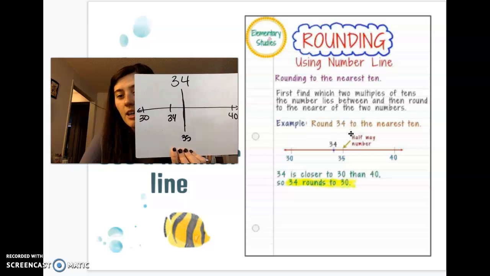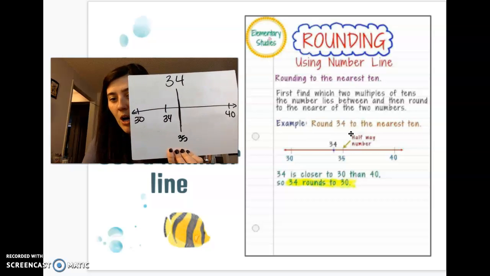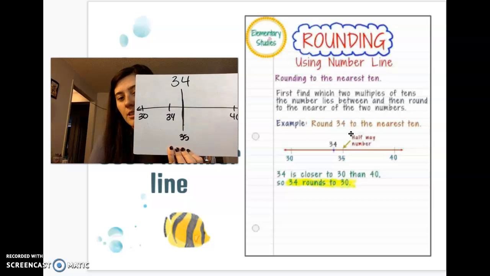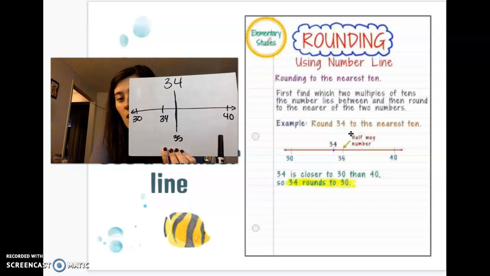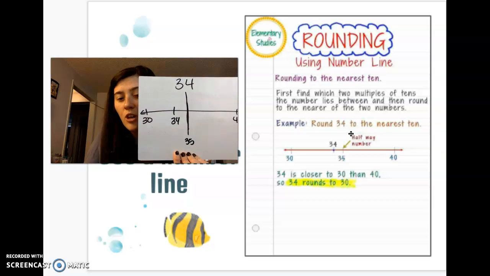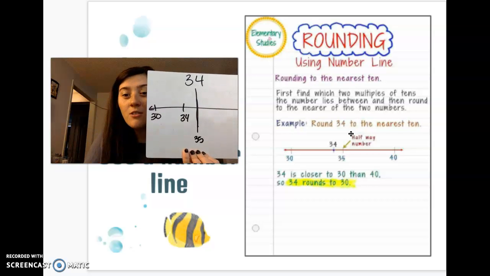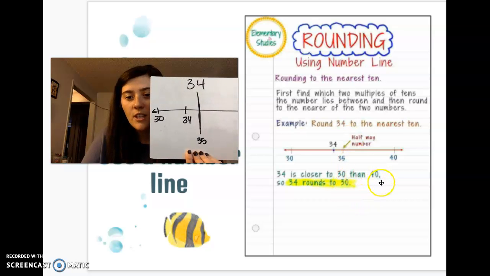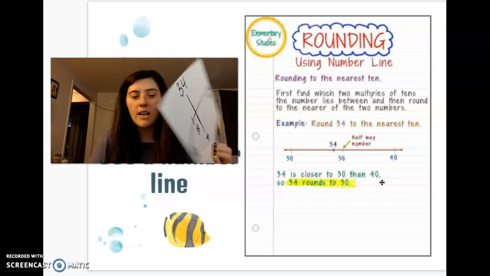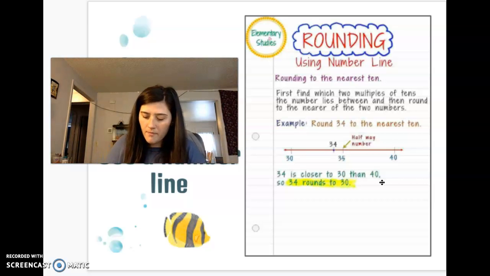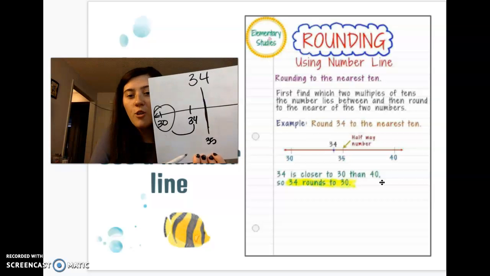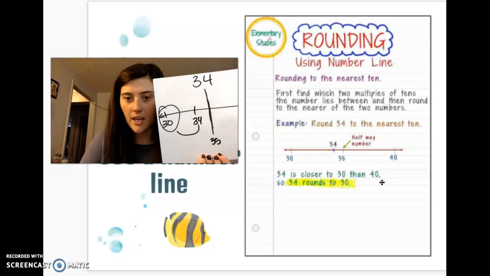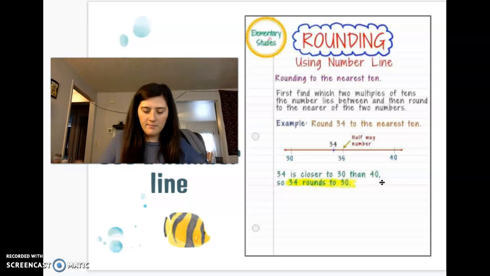34 is right there, closer to which number? Which number is 34 closest to? Is 34 closest to 40 or is 34 closest to 30? So the best way you can do that is follow that rule. 4 or less, let it rest, or 5 or more, add 1 more. So 34 is closer to 30 than 40. So I know that 34 is going to round down to 30. Let's try one more.